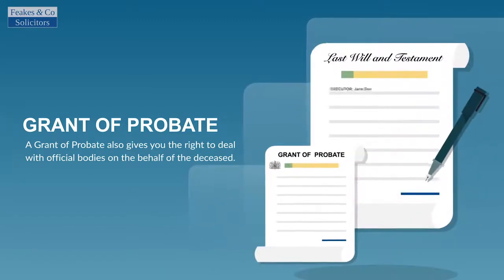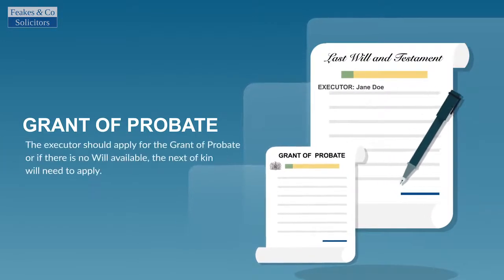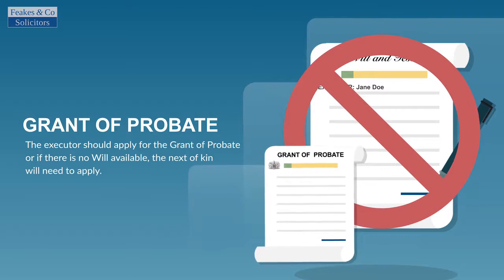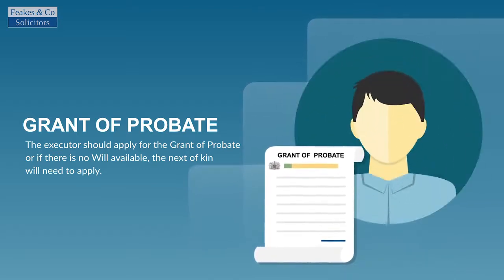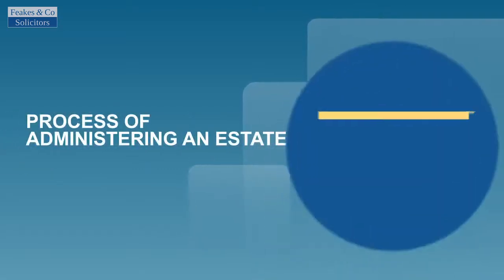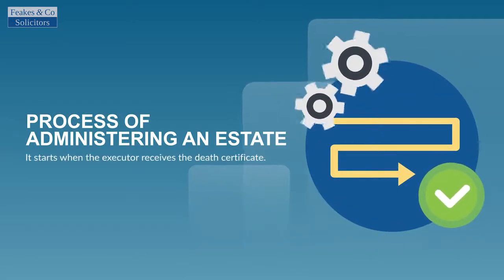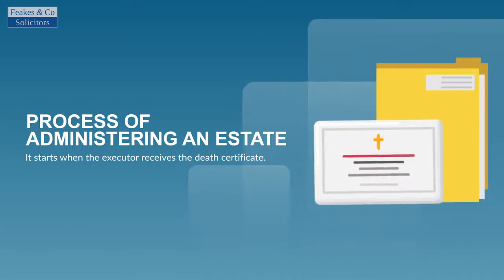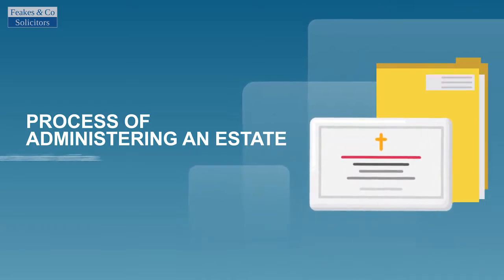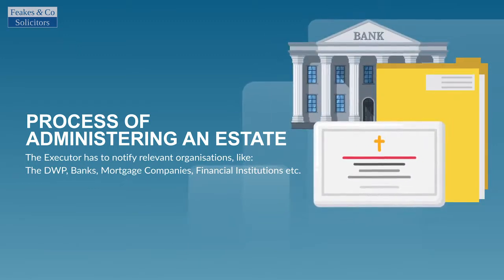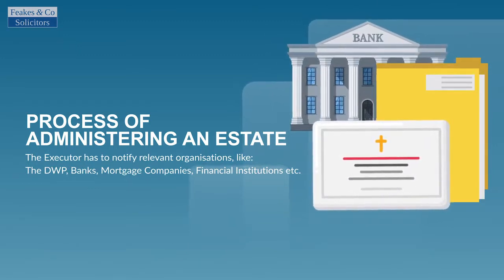The executor named in the will should apply for the grant of probate. If the deceased did not have a will, or no will can be found, then their next of kin will need to apply. The process of administering an estate starts once the executor has received the death certificate. They first need to notify relevant organisations, like the DWP, banks, mortgage companies, financial institutions, and the like.